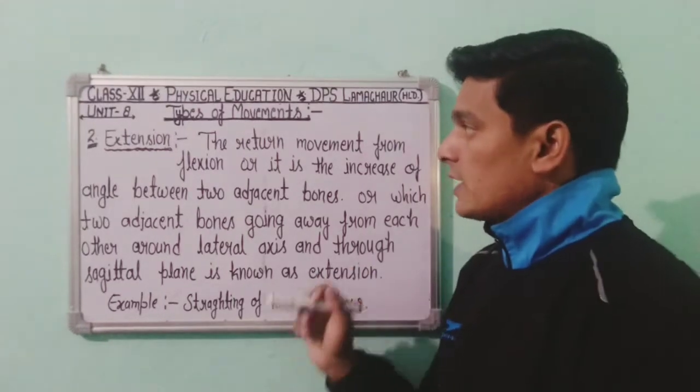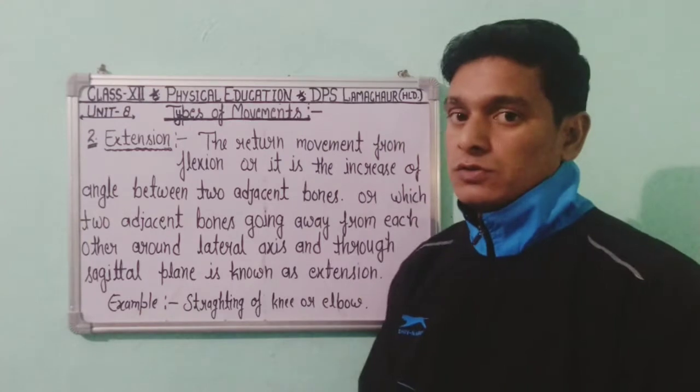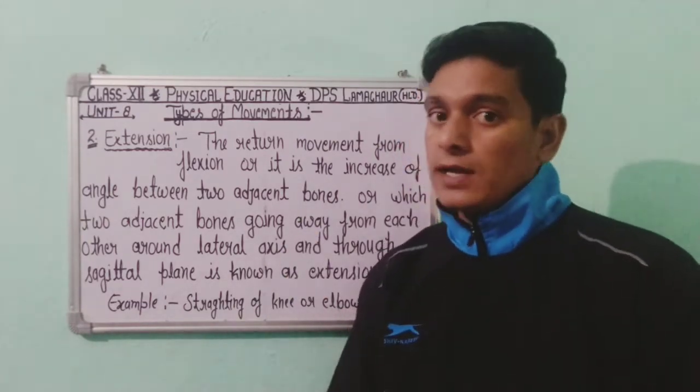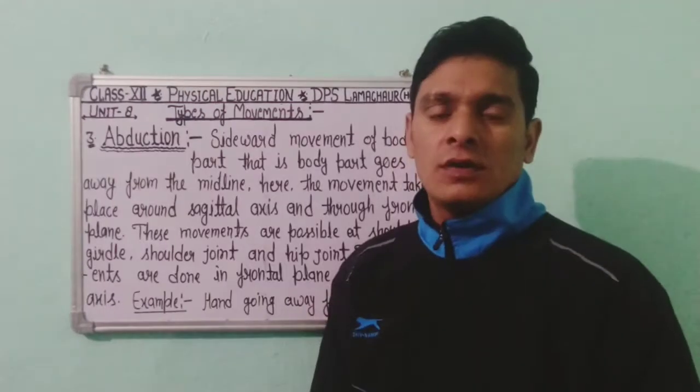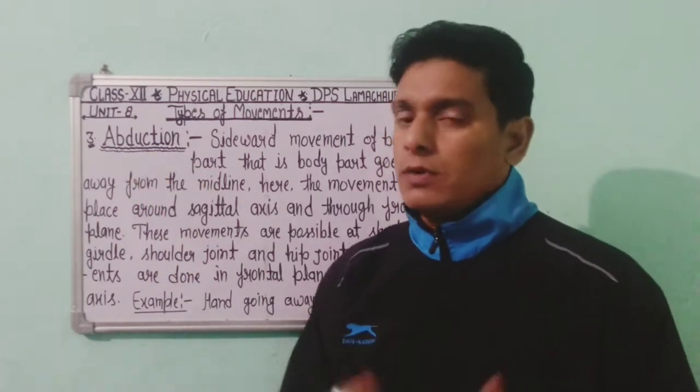We can say the extension is just the opposite of flexion. So this is about extension. I hope you understood about flexion and extension. Now let's know about the next. The third type of movement is abduction. Now let's know about it.